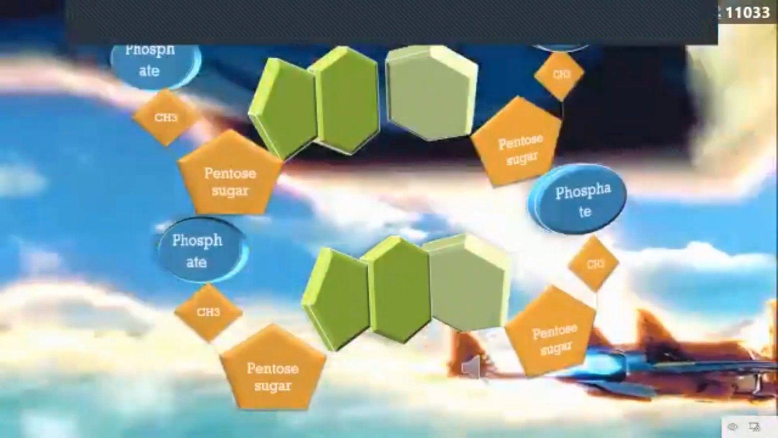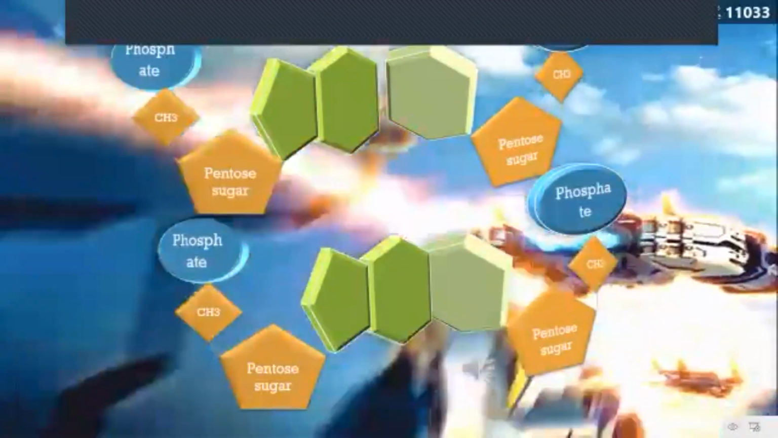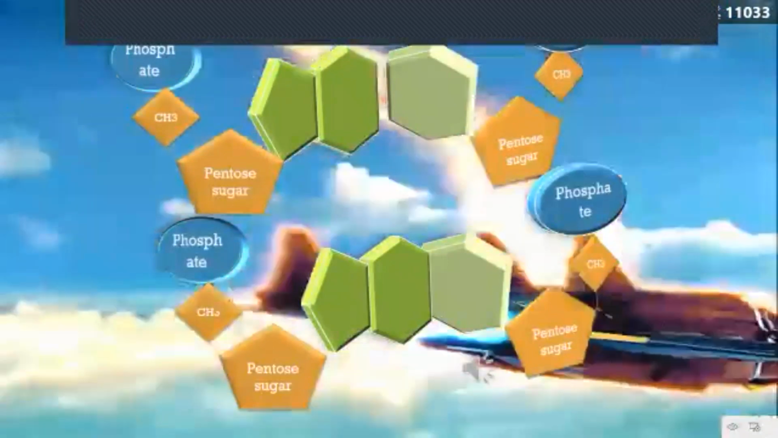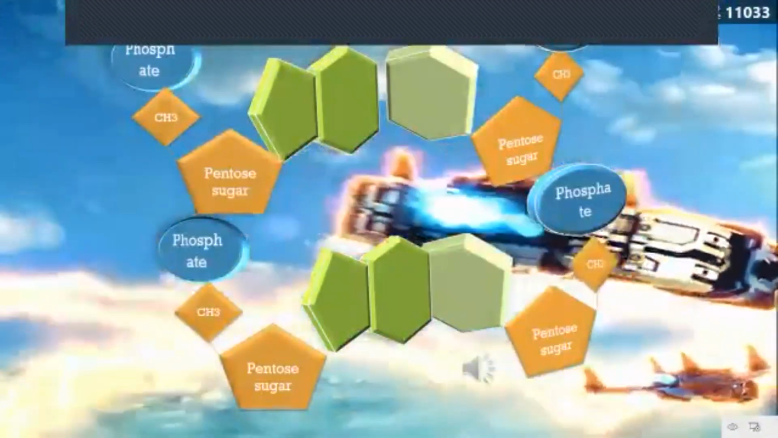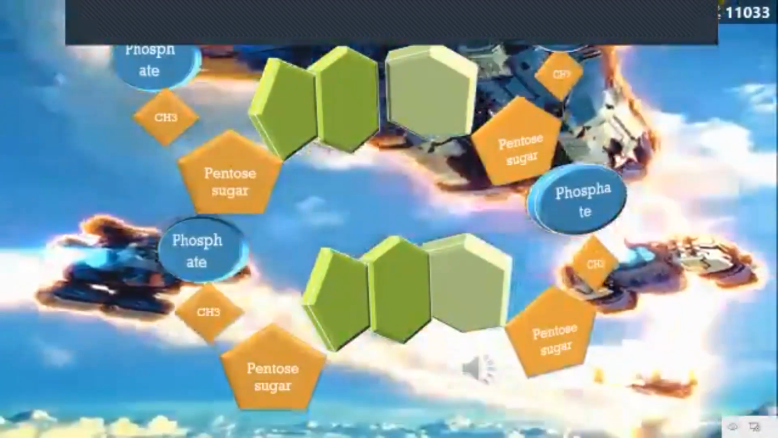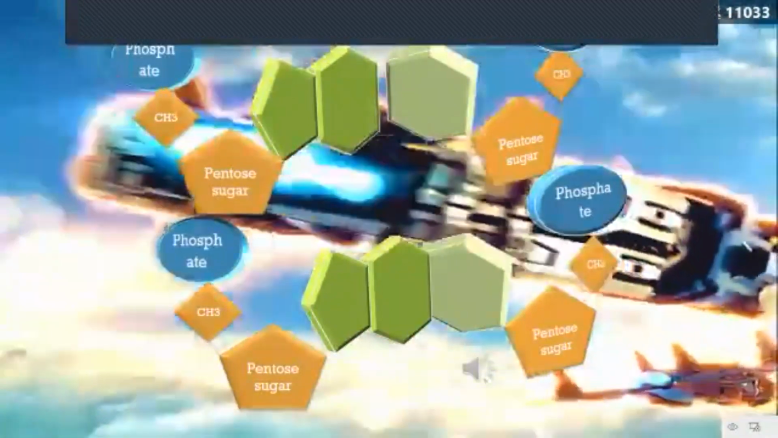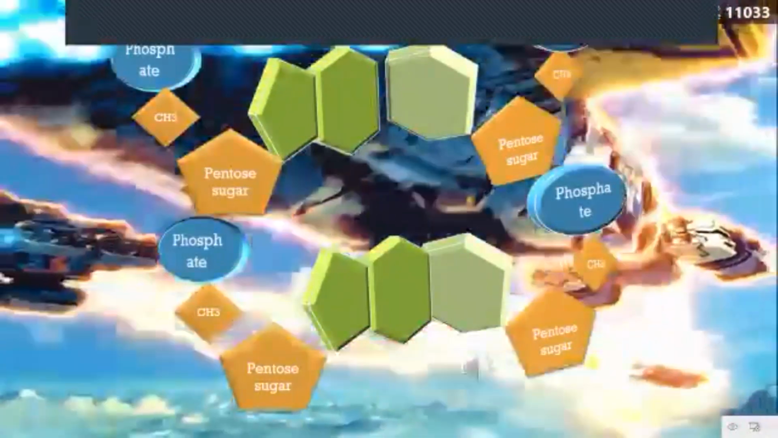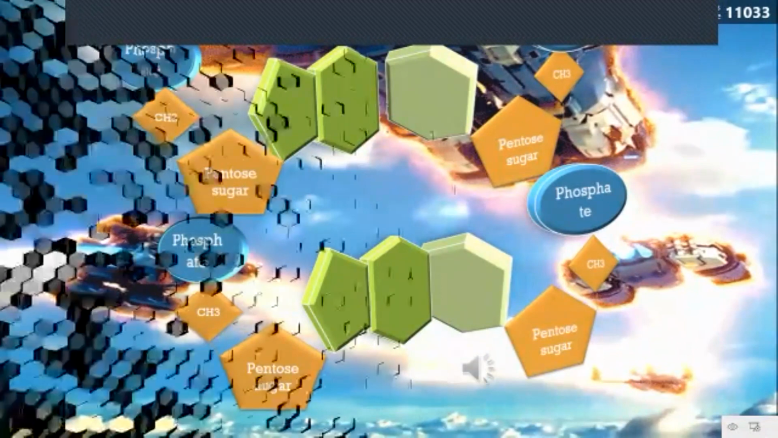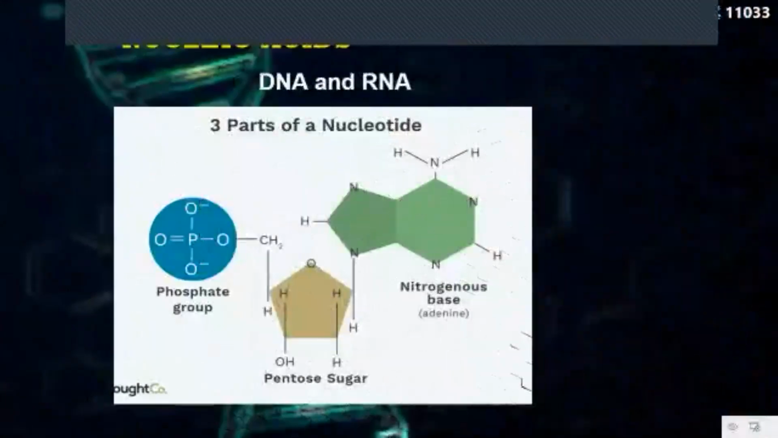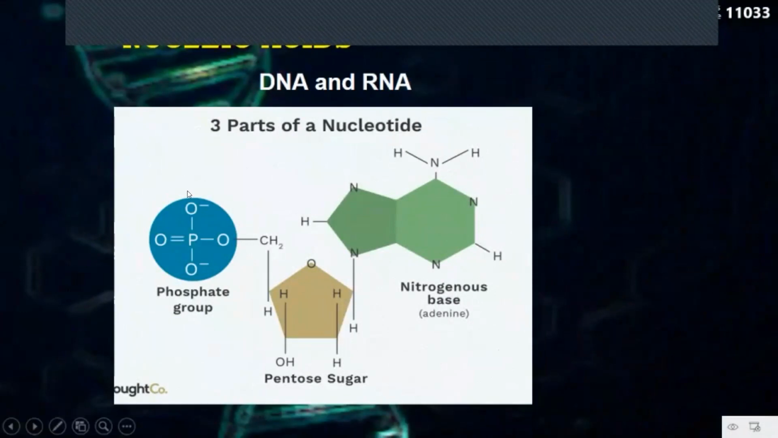So this diagram is actually a DNA. Okay? And as you can see, there are different components for it to be created. Generally speaking, our nucleic acids contain these three main groups of compounds. First is the phosphate group. Okay? This is the phosphate group.